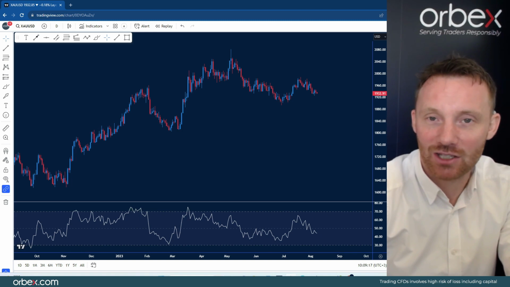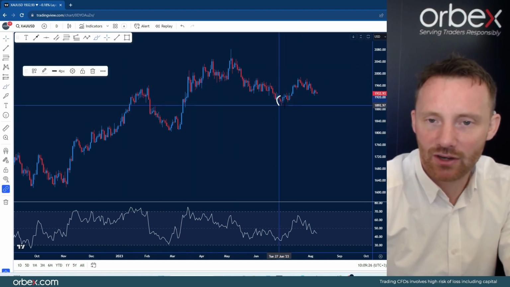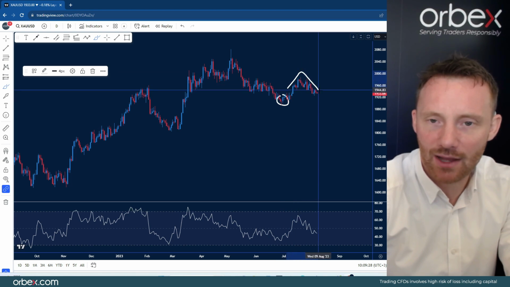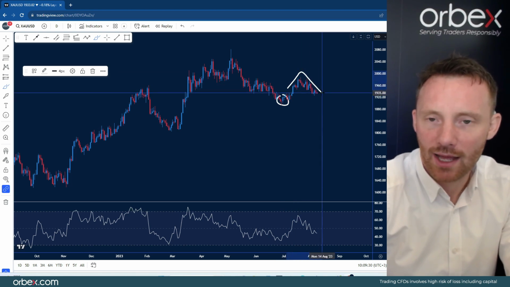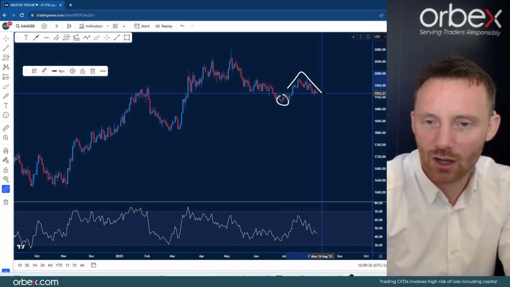So let's just get right into the charts. I've got it on the daily chart at the moment. Very, very basic because I just want to show you what we're looking at in the near term. As I said, this last test on 1900 saw this move to the upside, but now as you can see, we're moving below the previous low that we saw at roughly 1940. So now we're trading on the lower end of 1930.